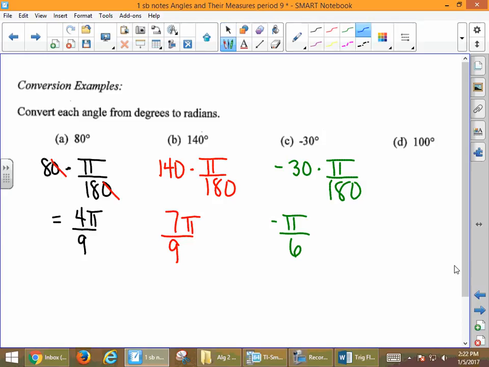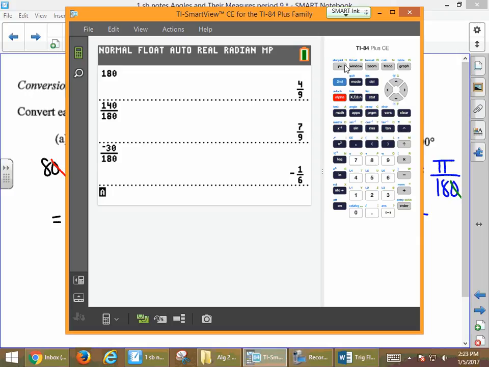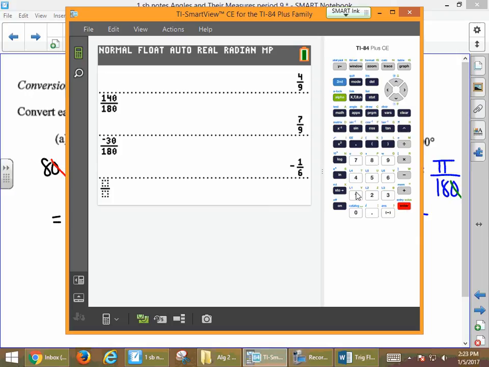100. 100 times pi divided by 180. Again, the shortcut is cancel out 1 zero. 10 and 18 are both even numbers. 10 divided by 2 is 5. 18 divided by 2 is 9. 5 pi over 9. But you can type that in. It just takes longer. 100 divided by 180.